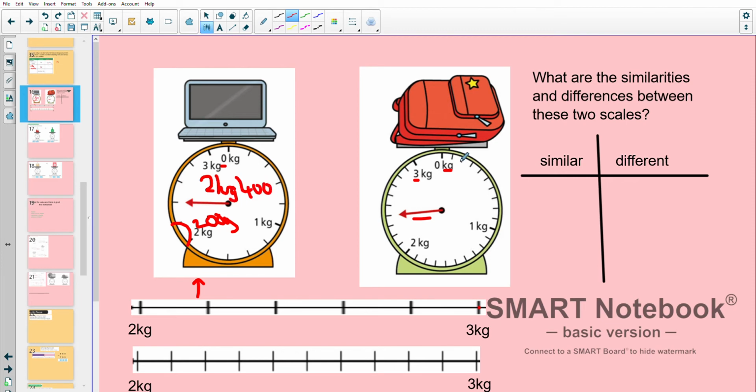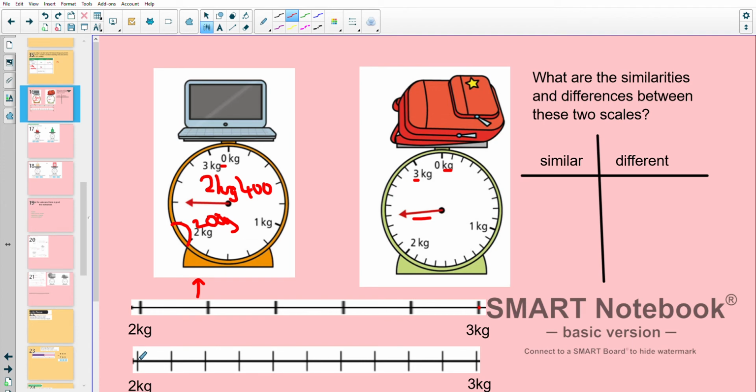But let's look at this one here. We go 1, 2, and do I add on 200 every time? There are 1, 2, 3, 4, 5, 6, 7, 8, 9, 10 jumps instead of 5 jumps. So looking at this one, if I did 200, I do 2 kilograms 200, 2 kilograms 400, 2 kilograms 600, 2 kilograms 800, 3 kilograms. Oh, I wanted to be 3 kilograms at the end. That's not going to work.